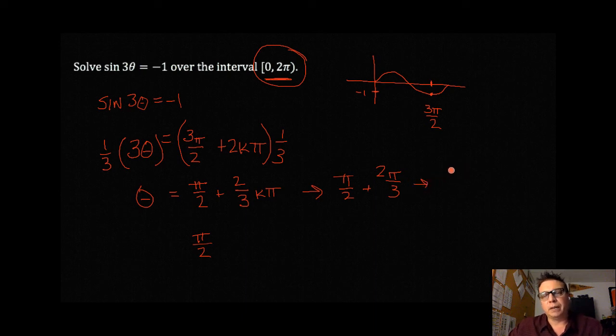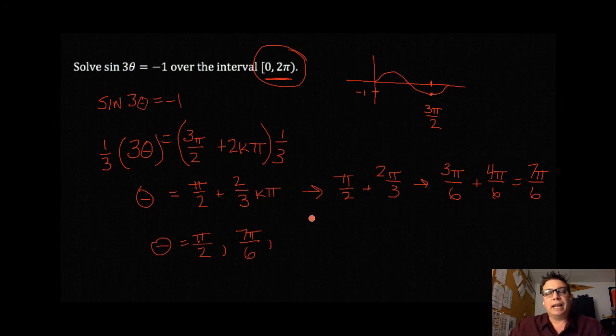All right, so I've got to get common denominators. So 3 pi divided by 6 plus 4 pi divided by 6, which would equal 7 pi divided by 6. So there's my next one. So theta is equal to pi over 2 when k is 0. When k is now 1, I have to add 2 pi over 3. So that gives me 7 pi over 6.